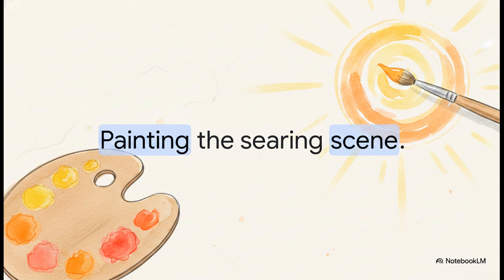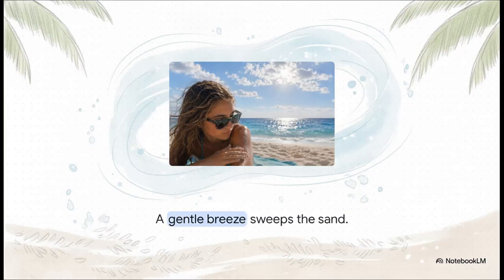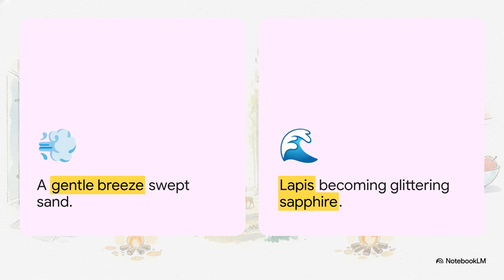Moving right along to Section 2, Painting the Searing Scene. Let's keep building our setting here. We have a young woman with sunglasses applying coconut oil on the beach, with the beautiful, sparkling ocean and clouds right behind her. So we firmly established the heat, but how do we translate this serene atmosphere into truly engaging text?